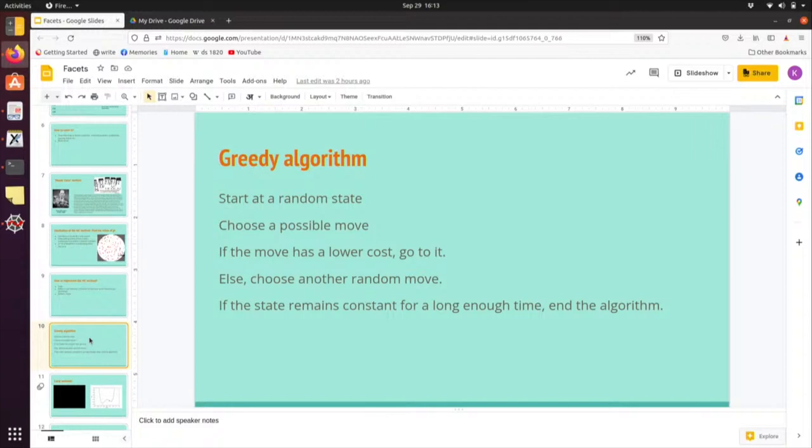In a greedy algorithm, what you do is you start at one of these states. So the algorithm starts with a state which is wrong. It's not going to solve your optimization. And then you decide on another possible state by making a move. If the move has a lower cost, then you take it as a favorable move, so you change the state to the new state. If it is not, then choose another move, and then you keep going. Whenever there is a favorable move, whenever the cost is lower, you end up going there. But if the cost is higher, you don't go anywhere. So if the state remains constant for a long enough time, you can terminate the algorithm and say that my optimization is done.